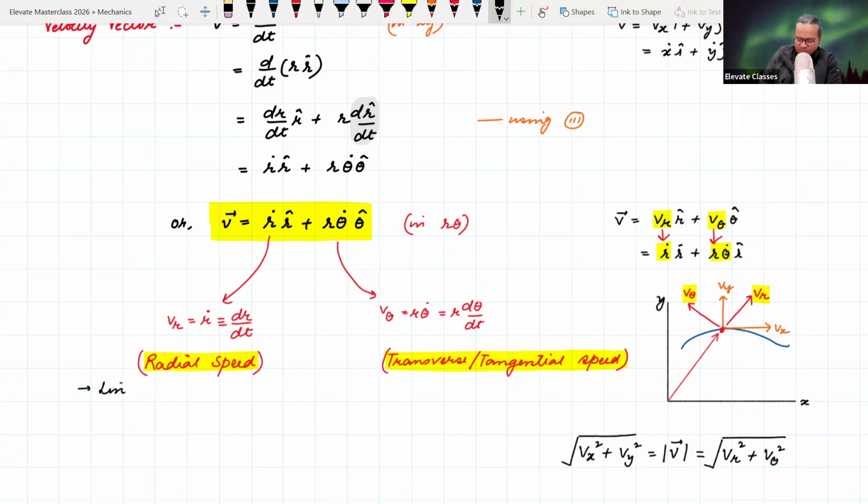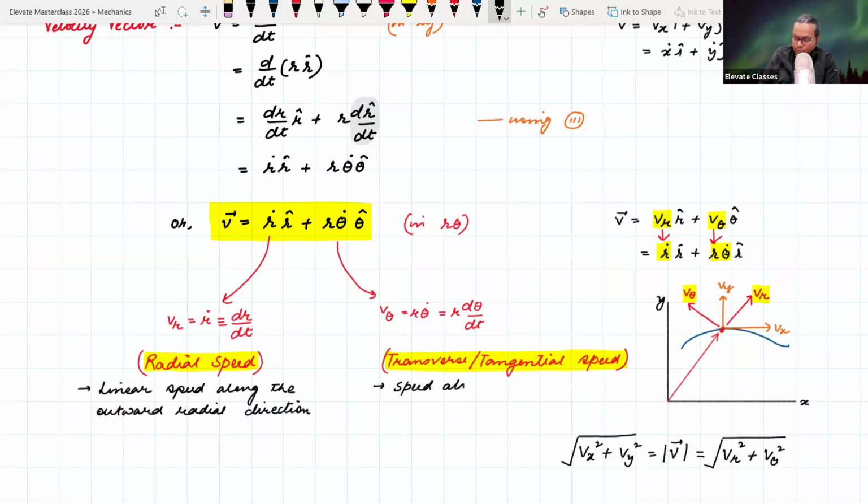So this is the linear speed along the outward radial direction, and this is the speed along the tangential direction or the angular direction. ठीक है, जैसा भी आप इसको बोलना चाहते हो.